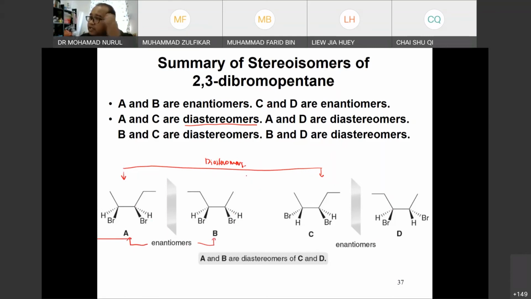Okay, B and C are diastereomers. I will show you how. And B and D are diastereomers. So for enantiomers, in this case A and B are enantiomers.